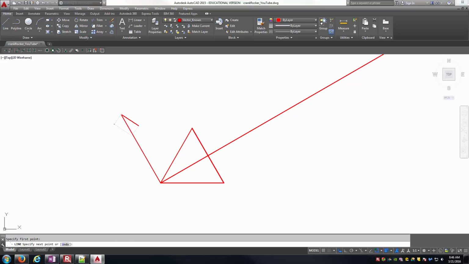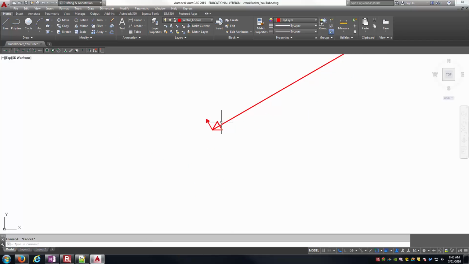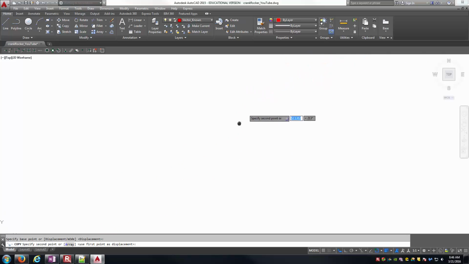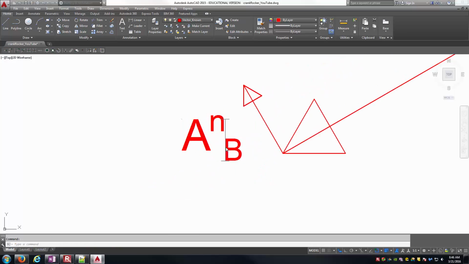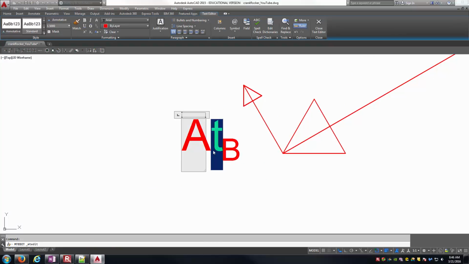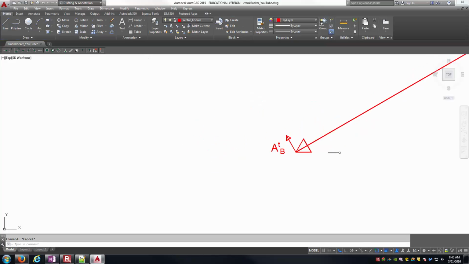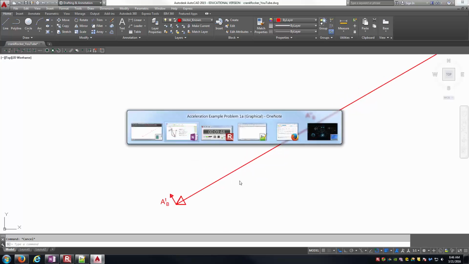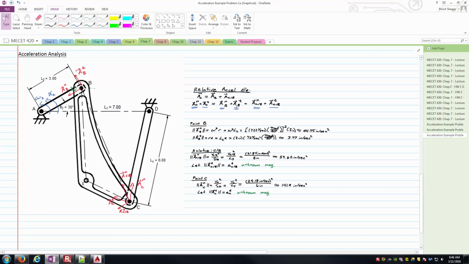Let's go 1 at 30, mirror this across, and so this little vector here is the tangential component of B as far as the acceleration. So just moving around here inside of AutoCAD in order to get my label there. And so here you can see I'm doing tip-to-tail vector addition, and so now I've got the first 2 terms on the right-hand side of my vector equation here for that relative acceleration equation.